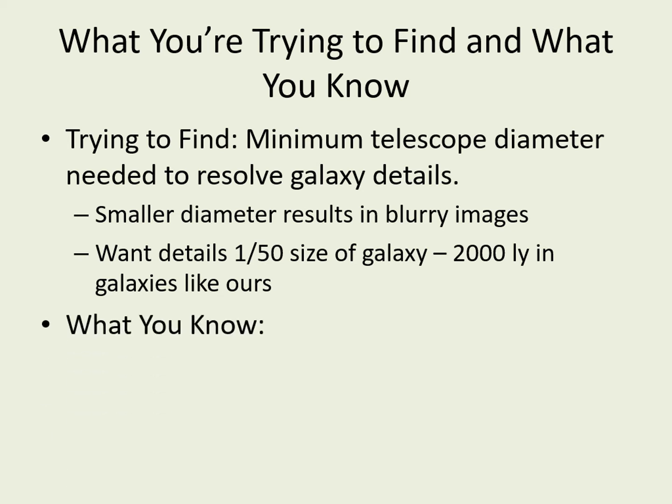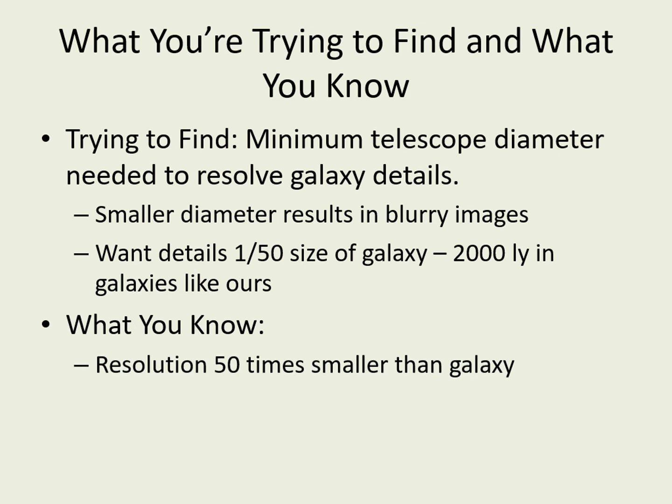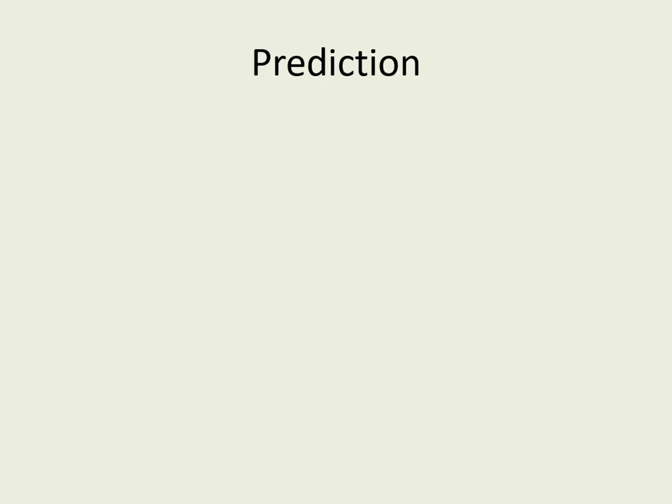So one of the pieces of information we know is that we need to resolve 50 times smaller than the size of the galaxy. The other value the question tells us is the wavelength of light we're studying. We're observing in the near-infrared wavelength known as the K band, which is 2,190 nanometers. So you should also write down this value.